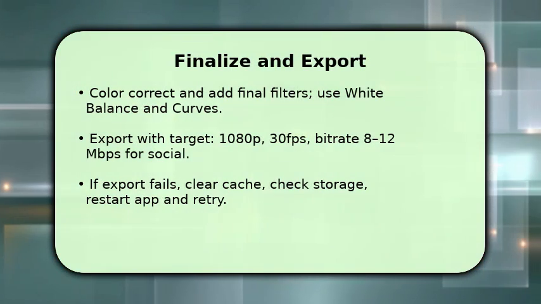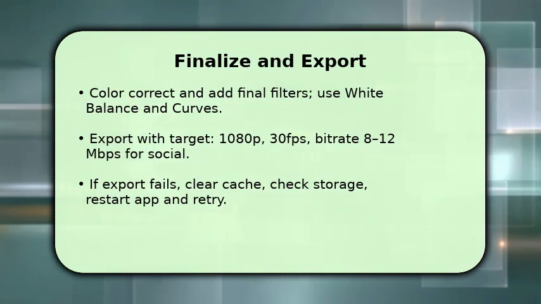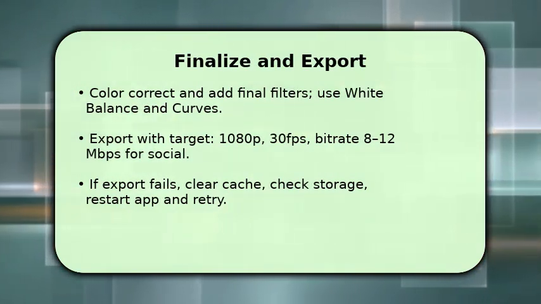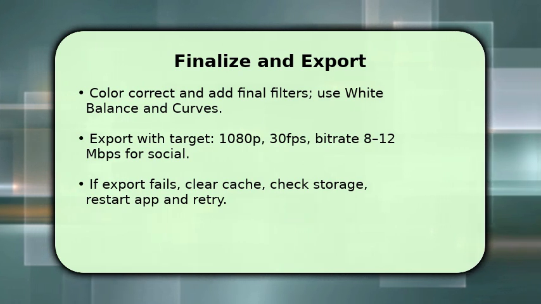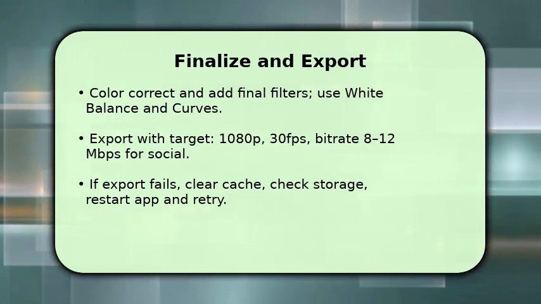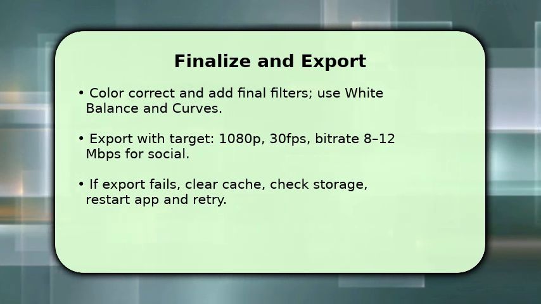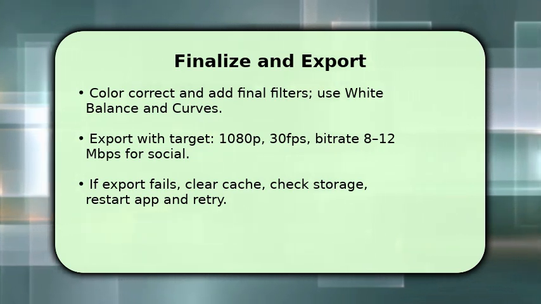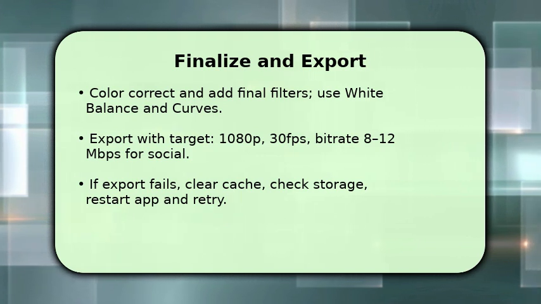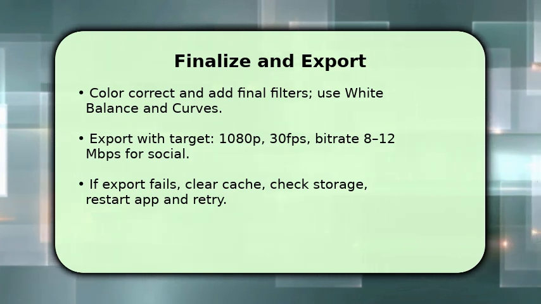sharpening, and adding a global LUT if needed. Use white balance, exposure, and curves to match shots. Once satisfied, review the full timeline for pacing, then set export settings to 1080p at 30 fps and a bitrate around 8 to 12 Mbps for social platforms.